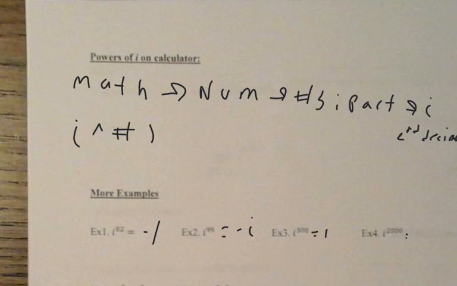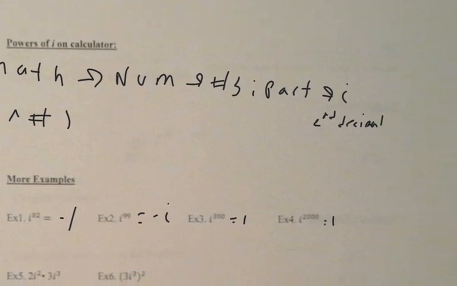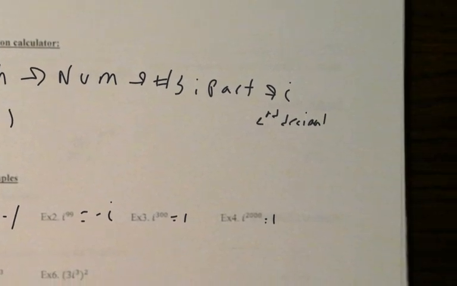We have I to the 2000. Do that one. Math, number 3, I part, I, second decimal, I, caret, 2000. You get 1. Now let's say I wanted you to find I to the 2001. Well, you can plug that in your calculator, or we know what comes after 1 in our sequence, and it's I. So if you ever get back-to-back numbers like that, it would be kind of cool to just remember your pattern.